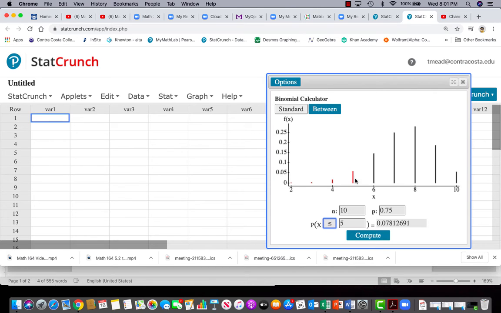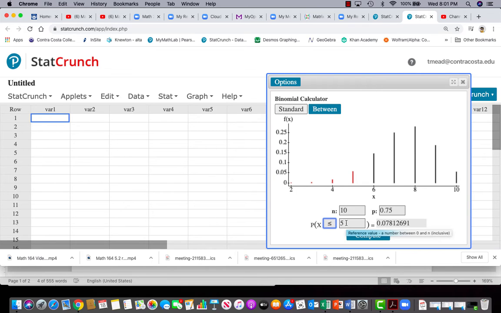So again, you can see that these little bars are red, and these represent the probabilities. The first one is about 0.05 or a little bit higher than that maybe. And the probability altogether is 0.0781. So 0.0781 is the probability that x is at most 5.